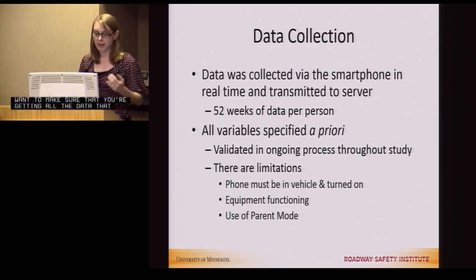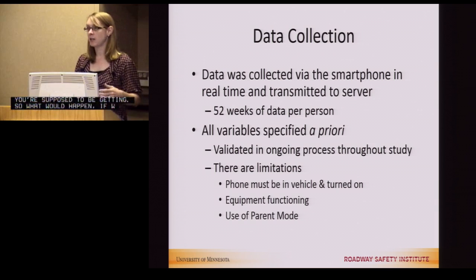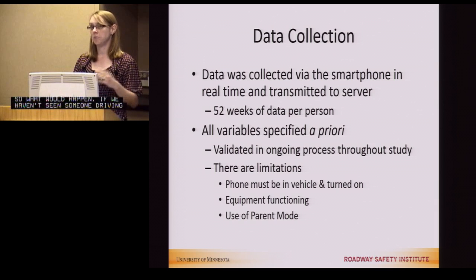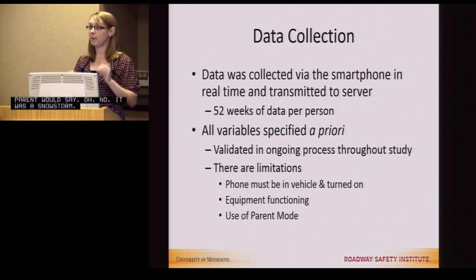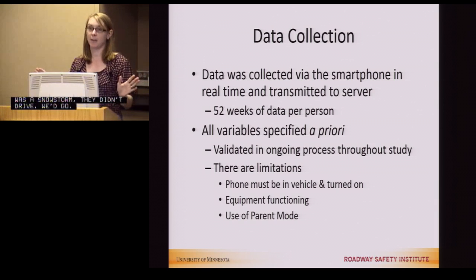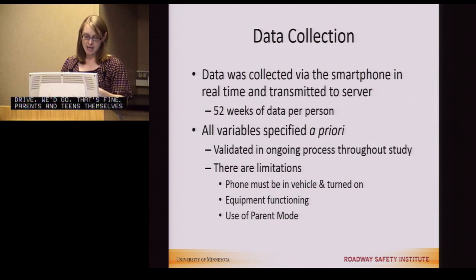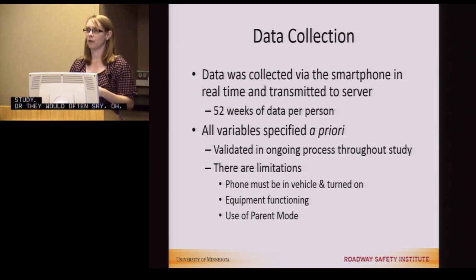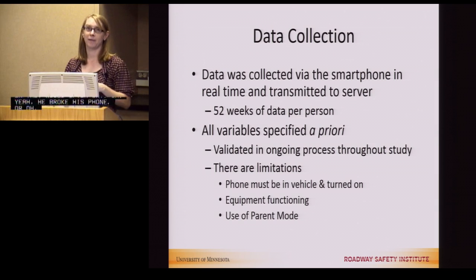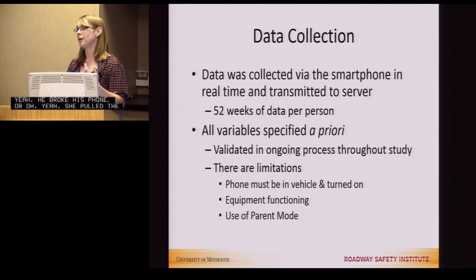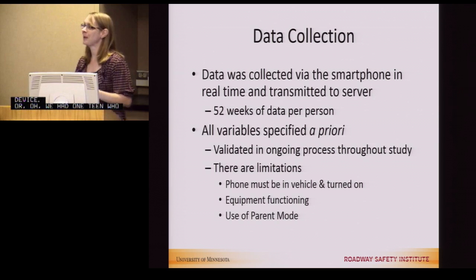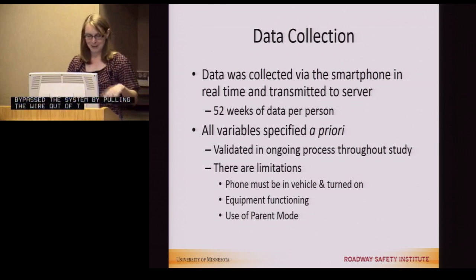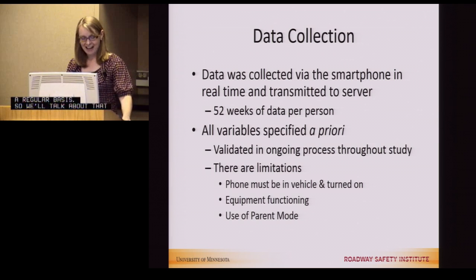So what would happen is if we hadn't seen someone driving for 7 days, we would give them a call, and then the parent would say, oh, no, it was a snowstorm, they didn't drive. We'd go, that's fine. Parents and teens themselves get to choose how much they drive or don't drive in the study. Or they would often say, oh, yeah, he broke his phone. Or, oh, yeah, she pulled the wire out of the in-vehicle device. Or, oh, we had one teen who bypassed the system by pulling the wire out of the device on a regular basis. We'll talk about that later too.